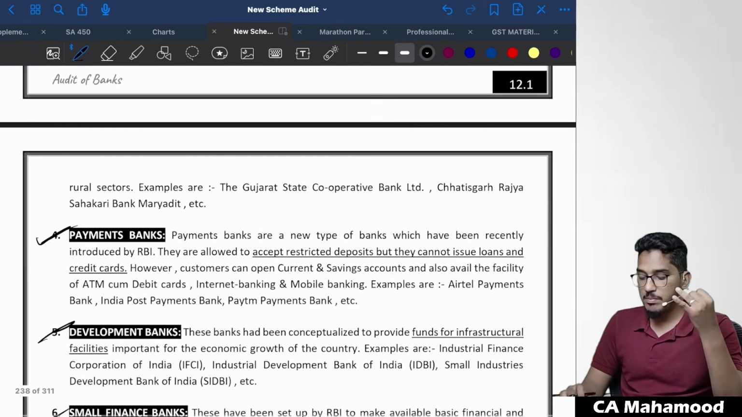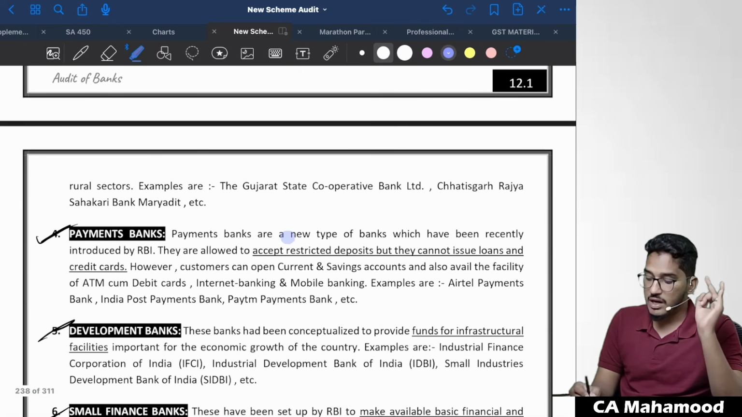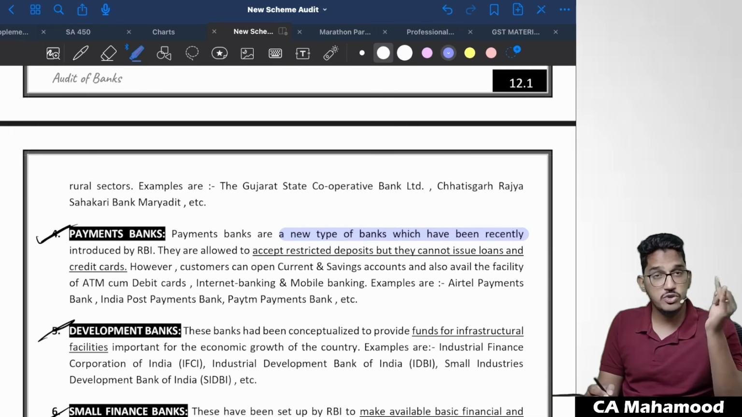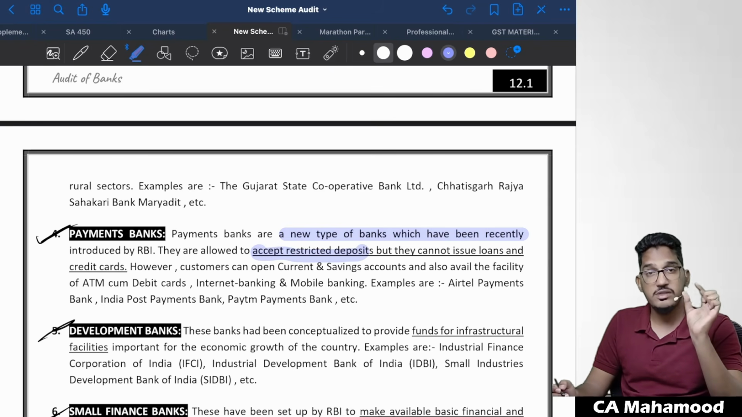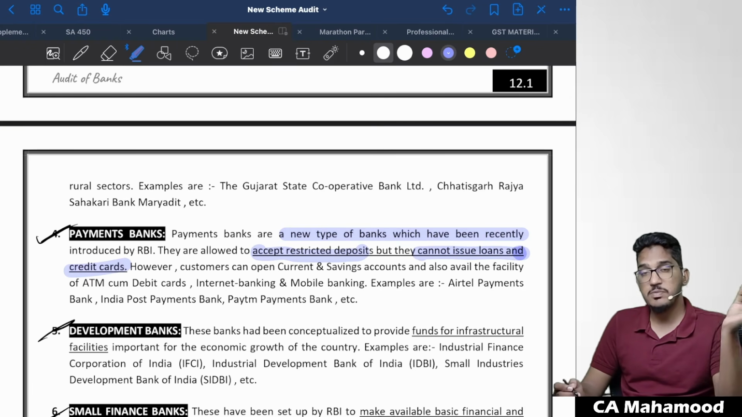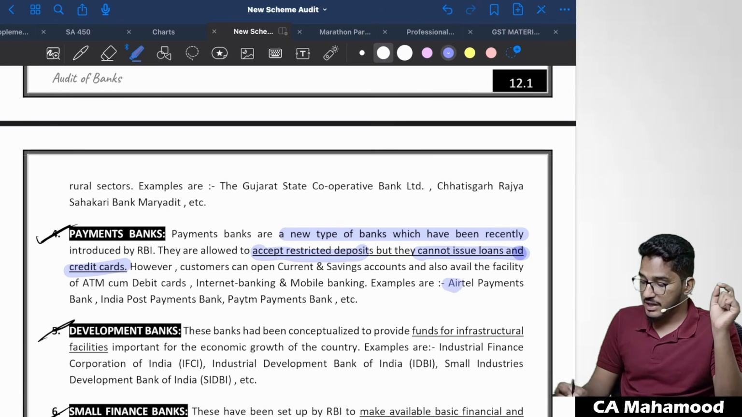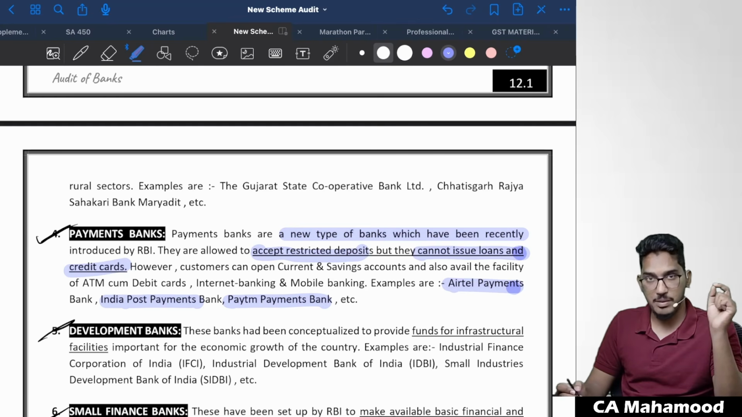Sir, what are the payments banks? Payments banks are a new type of bank recently introduced by RBI. Sir, what activities will they do? They can accept only restricted deposits, only a certain amount, like 2,000 rupees. But these payments banks cannot issue loans and credit cards. They will only accept restricted deposits, but they are not permitted to give loans and credit cards. Examples are Airtel Payments Bank, India Post Payments Bank, Paytm Payments Bank. So all these are examples of payments banks.